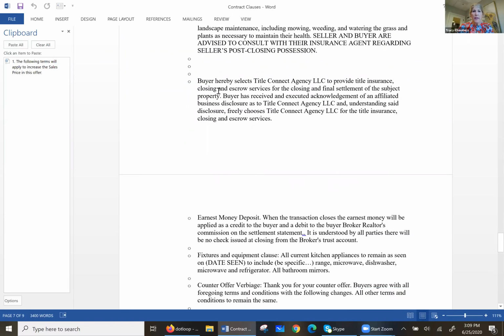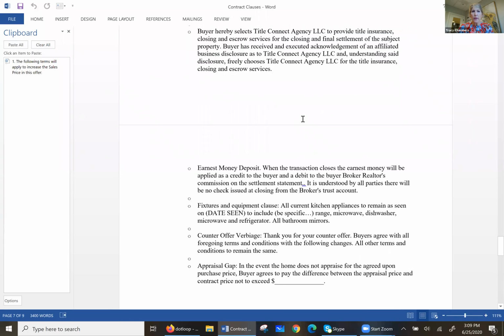So this is us saying that the title agency is going to provide the title insurance if you use us, because we are Title Connect and we have a business affiliation with them. And then you would have to get the affiliated business disclosure signed if you had any kind of ownership with Title Connect. It's just always good to have.